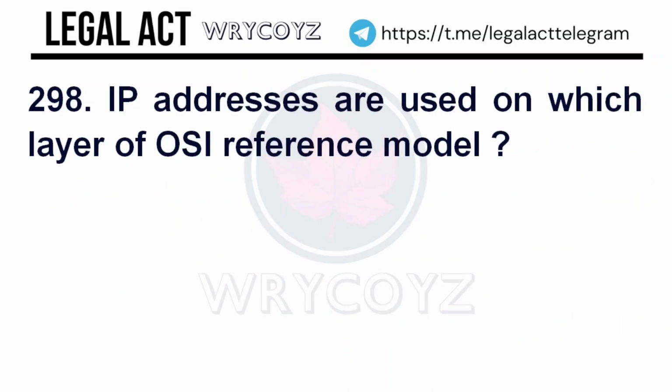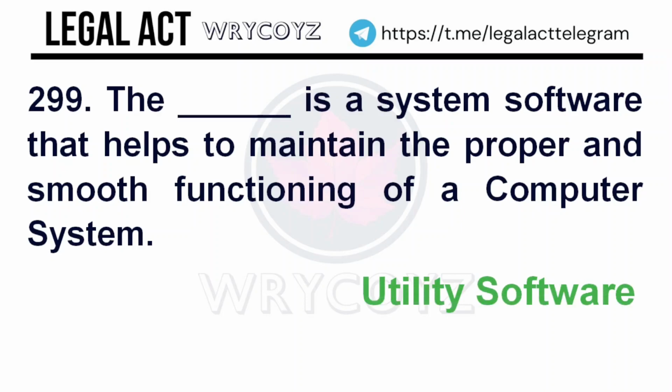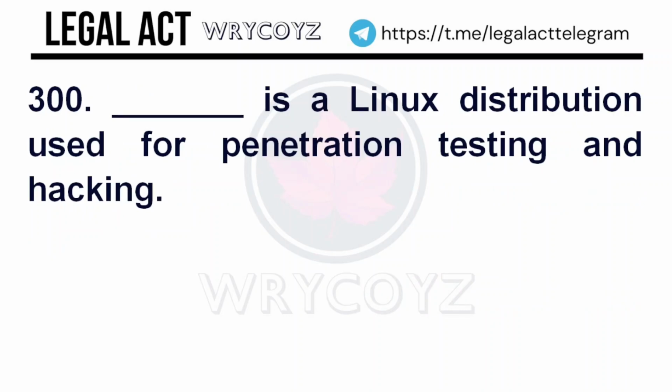298. IP addresses are used on which layer of the OSI reference model? The answer is network layer. 299. The dash is a system software that helps to maintain the proper and smooth functioning of a computer system. The answer is utility software. 300. Dash is a Linux distribution used for penetration testing and hacking. The answer is Kali Linux.